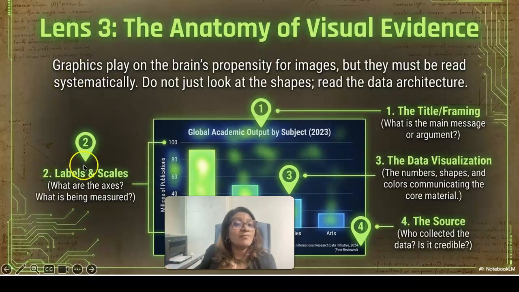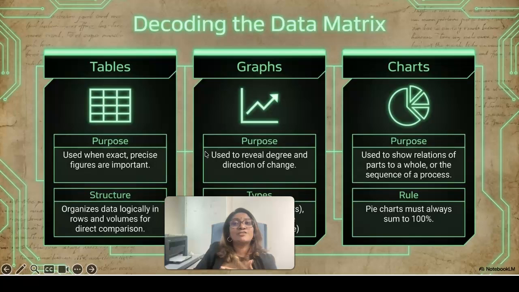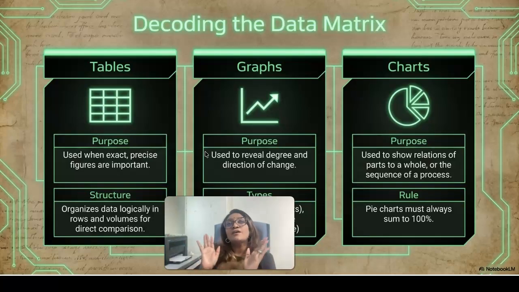And over here you can see the scheme of labels and scales. So this is a table. This is an infographic, in bar form. You need to make sure that you understand what the scales are indicating as well. So what are the methods, the ways visuals can be presented? They can be presented in the form of tables. Usually tables are used for exact, very important and precise information, in which the data is organized in a logical way for you to understand and compare.